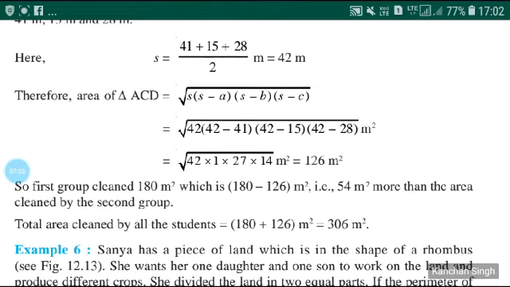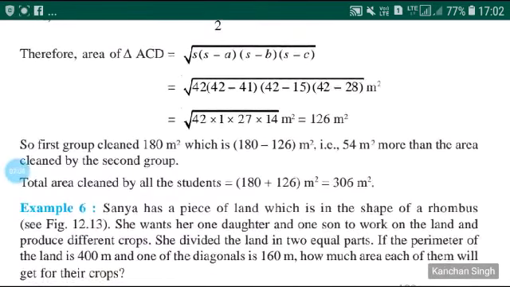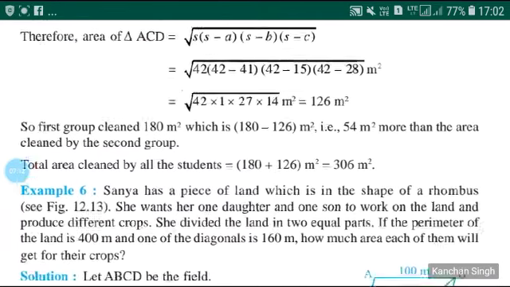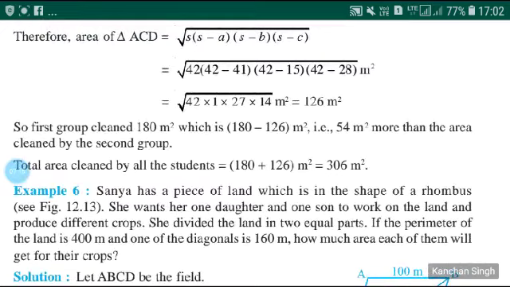So total area cleaned by all students, what we have to do? I told you that we have to add both the areas of the triangles. So 180 plus 126 is equal to how much? 306 meter square.